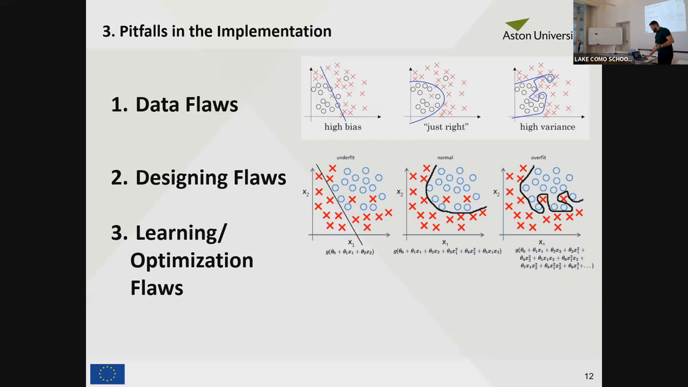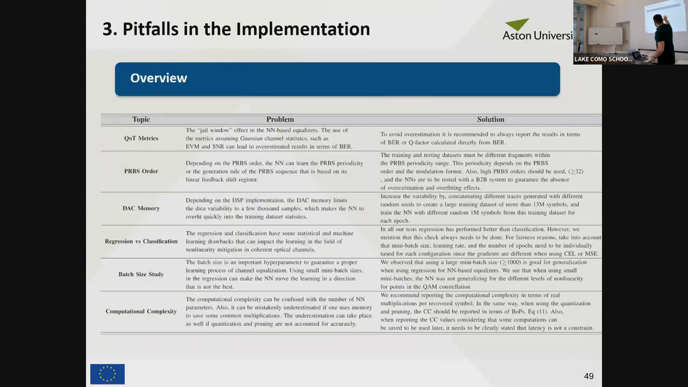And the third one is the learning flow. So how good was your training process so you can find good local minima? We have plenty of local minima, but our goal is to find a good enough local minimum that you are satisfied with, in the sense, in our case, 10 to the power of minus 4 BER is a good local minimum for us. So this is like an overview table at the end of our paper.